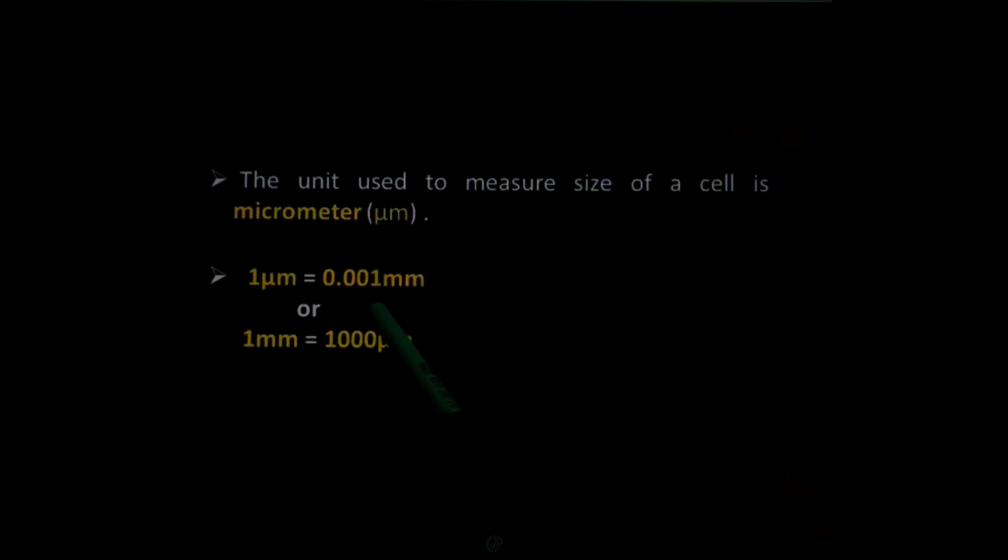For the size of the cell, first of all, we need to know by which unit we measure the size of the cell. The unit is the micrometer, μm. 1 micrometer equals 0.001 millimeters, or we can say that 1 millimeter equals 1000 micrometers.